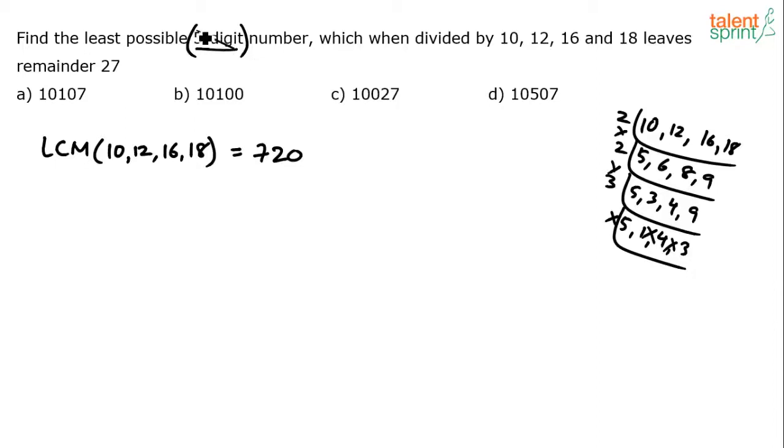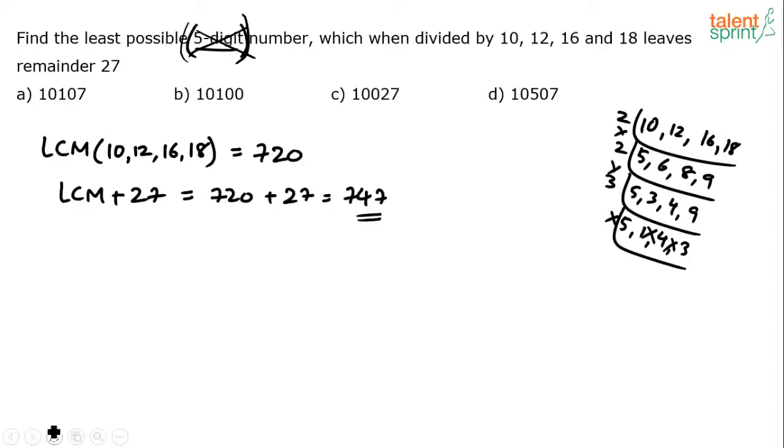Suppose this 5-digit part is not given at all. Find the least possible number which when divided by 10, 12, 16 and 18 leaves remainder 27. What will you do? Our answer will be LCM plus 27. LCM plus remainder. So 720 plus 27, 747 would have been the answer, right? But then there is an extra step. There has to be a 5-digit number. So let's consider that part now.